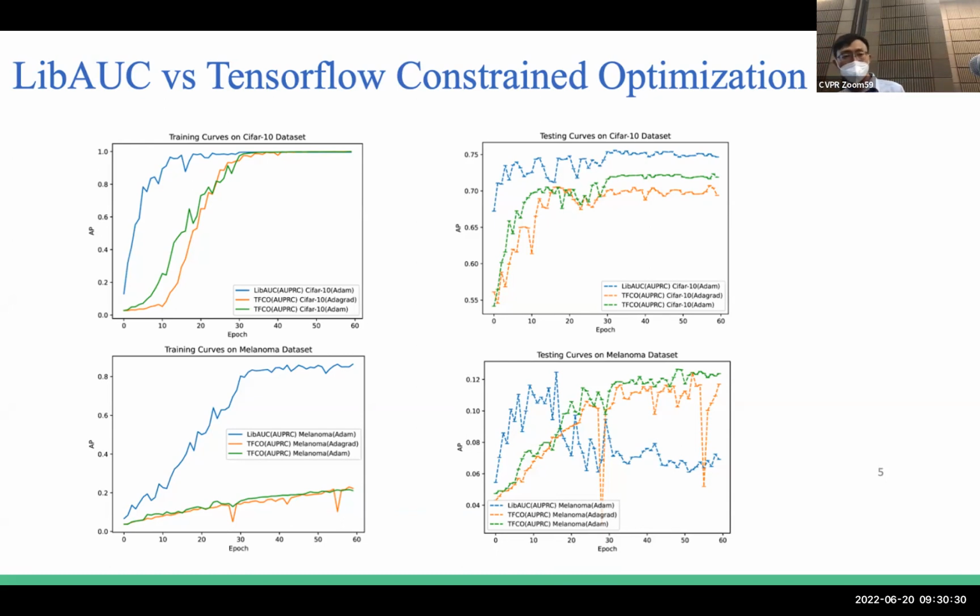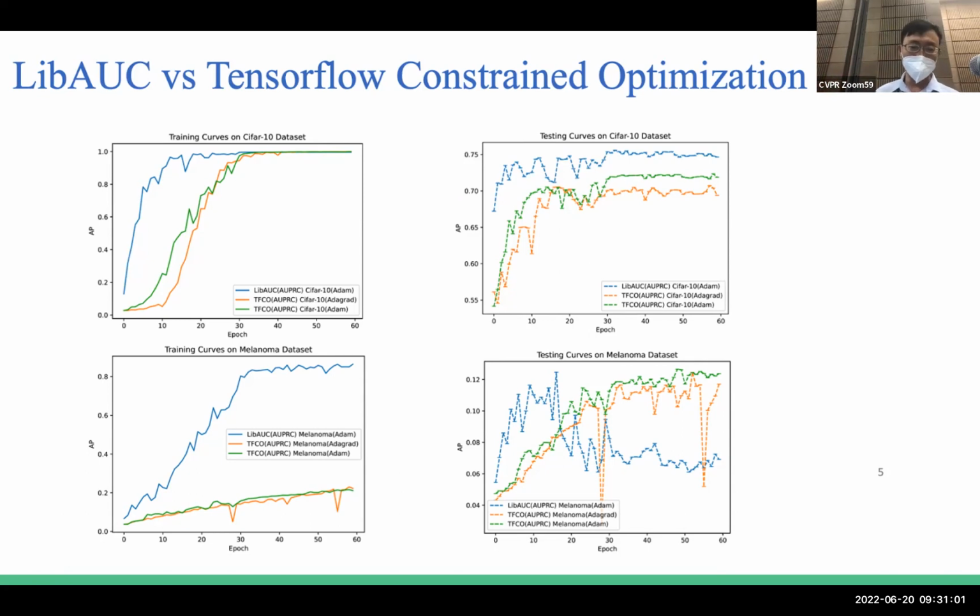You can see that the blue curve is our LibAUC library that implements the SOAP algorithm, together with some other techniques from our recent paper. The other two curves, the orange one and the green one, are the TensorFlow constrained optimization library. On the CIFAR-10 dataset, finally we converge to the same solution, but we converge much faster, both in training and testing.